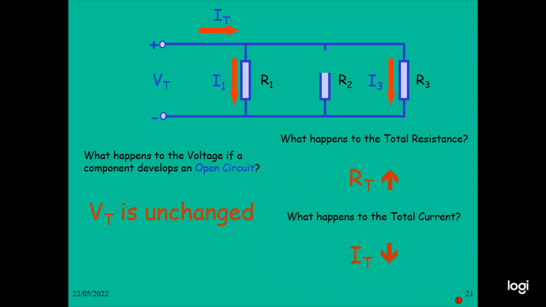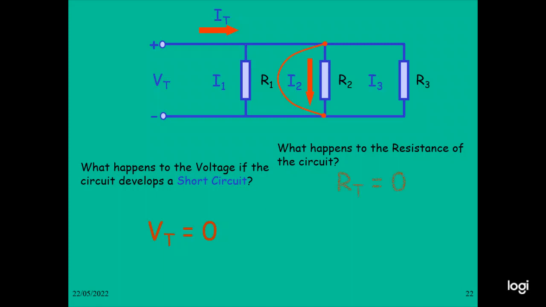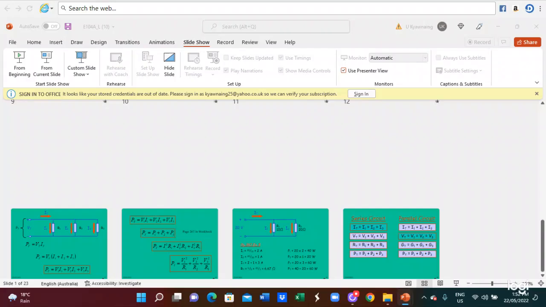RD will be increased and ID will go down. In this case, when R2 is open, the total voltage is unchanged, the resistance will be higher, and the current will be lower. What happens to the voltage of the circuit in a short circuit? Since this IT is a short, VD equals 0, so the whole voltage will be 0. RD equal to 0, the current will be increased. So there is a short circuit. Then you do the practical exercise.